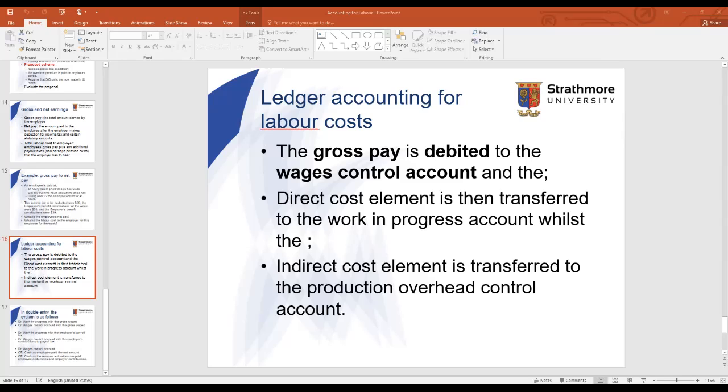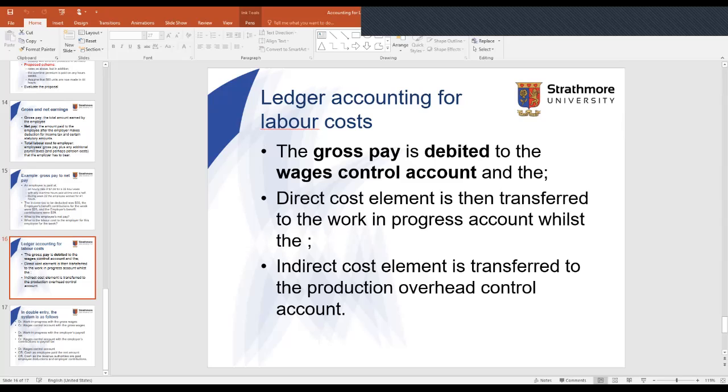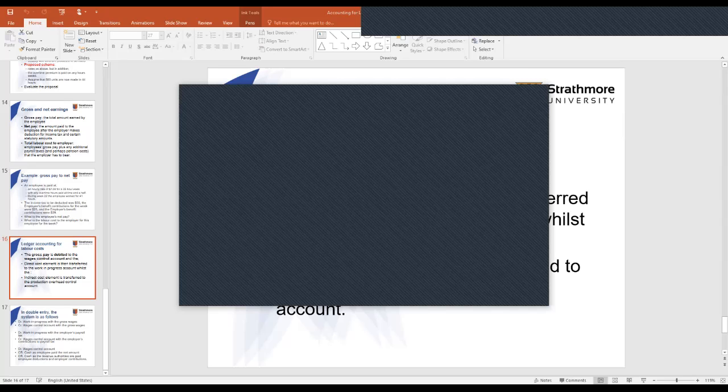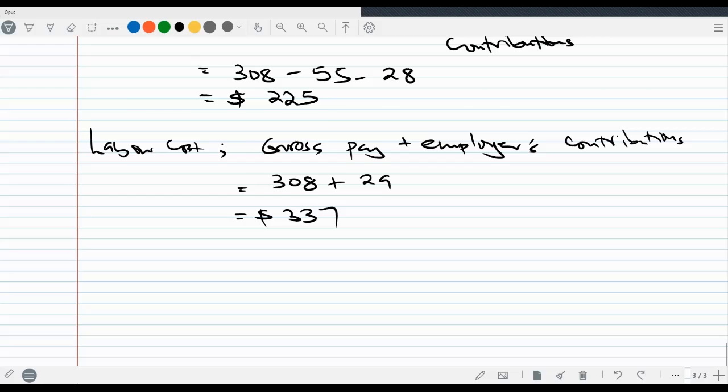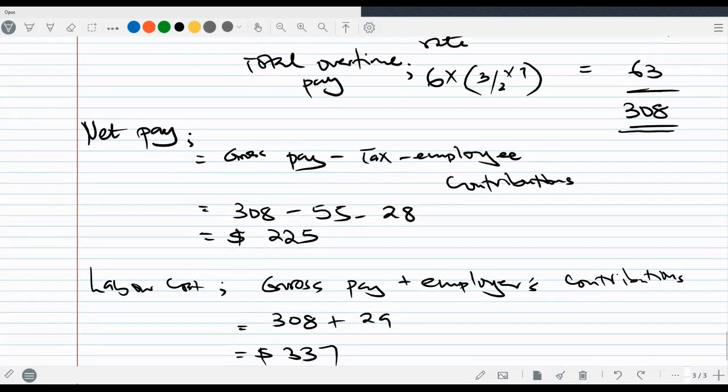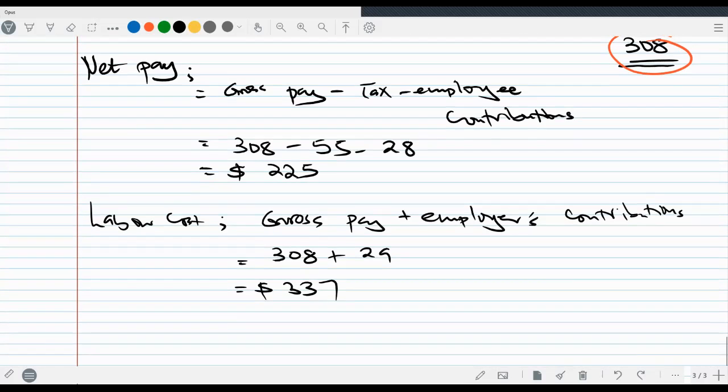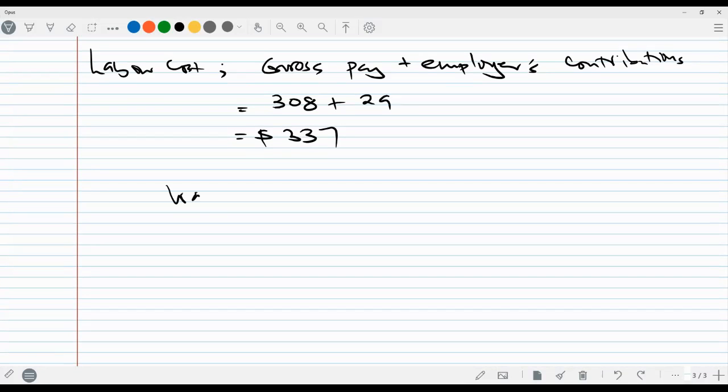Now let me just draw the T accounts. The T accounts make things a bit easier to understand. Allow me to do that. Assume out of the 308, a portion of it is going to be gross pay. So assume that here you're going to have the wage control account. You're going to have the work in progress account. And again we have in here the production overhead account.